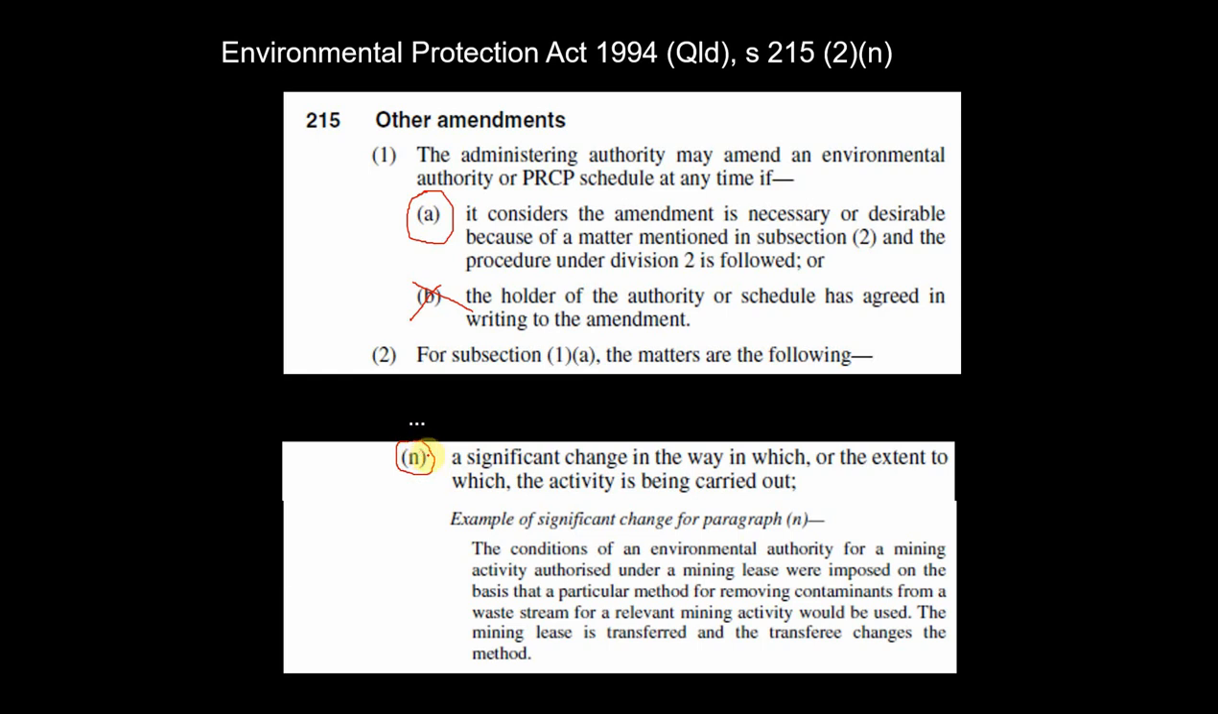But let's just look at subsection 2. N says that if there's been a significant change in the way in which, or the extent to which the activity is being carried out, the administering authority may amend an environmental authority without the consent of the holder. An example is given: the conditions of an environmental authority for a mining activity authorized under a mining lease were imposed on the basis that a particular method for removing contaminants from a waste stream for a relevant mining activity would be used. The mining lease is transferred and the transferee changes the method. So that's an example of when the conditions can be changed.